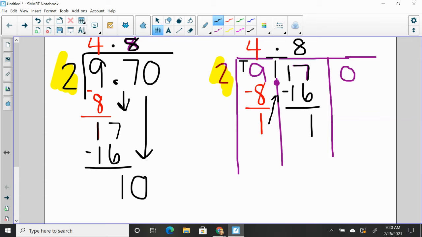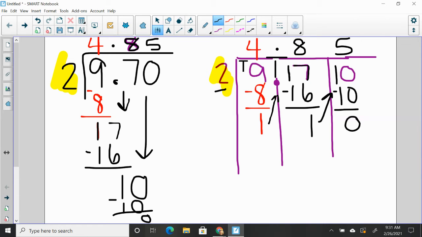Okay, if we're doing the traditional algorithm, if we're doing this other method, we're going to push up the 1 to here. So we're still working with the same numbers, 10 and 10. Now, how many groups of 2 can I make with 10? 5. So the 5 goes at the top. Okay, I multiply. 5 times 2 is 10. Again, over here, I can make 5 groups of 2 if I have 10. 5 times 2 is 10. And when I subtract, I'm left with 0. And if there's nothing else to bring down and there's no other numbers, then that's your answer. Okay? All right? So your answer for this is 4 and 8/500ths.